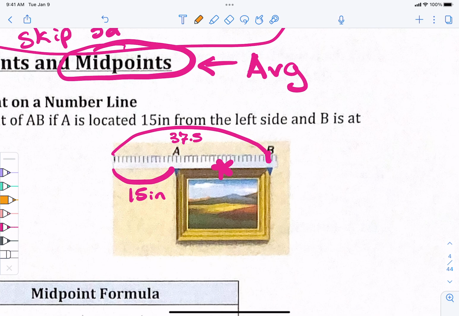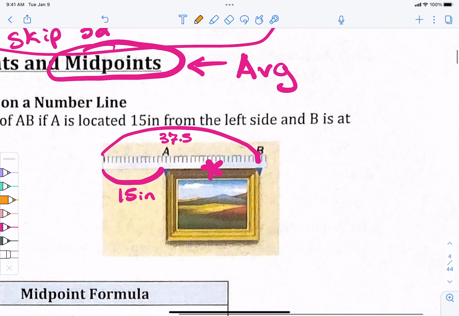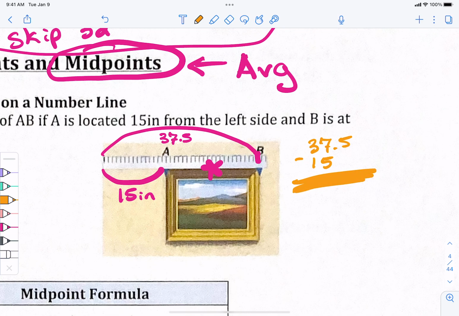Well, if you're smart, you would move the ruler over so that it was starting at 0, right? If I was smart, but I'm not smart. So anyway, you subtract. I've had people say you subtract 37.5 and 15, and I subtract those, and I get like 22 and a half, right? So 22 and a half is from here to here.